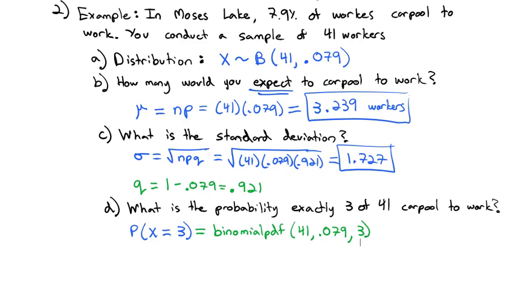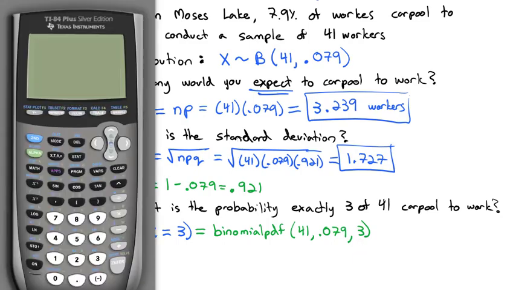Let's go to the calculator and do that. On my calculator, the way we got the binomial PDF is we hit the second button, and then above vars, you see the word distribution. Now, the binomial PDF is near the bottom, so you can scroll down a bunch, or if you scroll up once, it'll take you to the bottom. And you see options A and B are the binomial PDF and the binomial CDF. I'll hit Enter on the PDF.